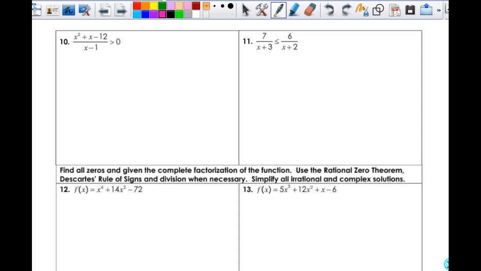Okay, this is the back of the review. We are continuing with the directions that say solve the inequality, graph your answers on a number line, and write using interval notation. So these are rational inequalities. We have to look at the zeros in the numerator and the zeros in the denominator. So I'm going to start by factoring the numerator.